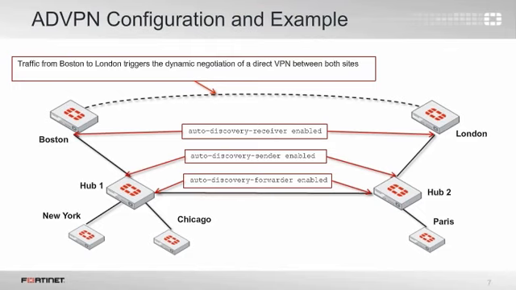When London receives the IKE message from Boston, it stores the PSK and replies with another IKE information message that contains London's public IP address. After the reply arrives in Boston, the dynamic tunnel is negotiated between both peers. The negotiation succeeds because London is expecting a connection attempt from Boston's public IP address.